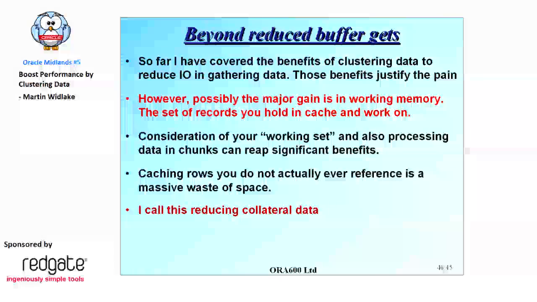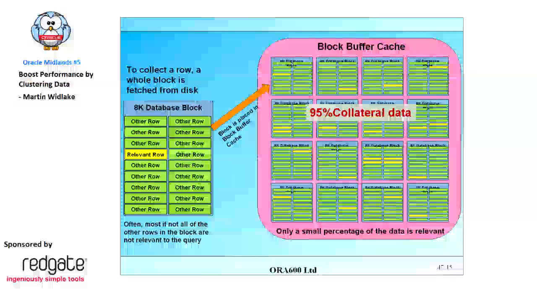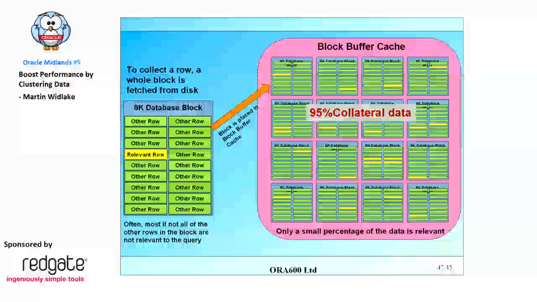Caching rows you don't actually ever reference is a massive waste of space. You do not want to cache data you're not going to look at. So, what do I mean by this? This is how a lot of our systems work. You want a relevant record, you go to your block, it gets pulled into your cache, you only want that record. All the others you don't care about. But you don't care because it was only like 4 or 5 consistent gets to get there. But that record is now in your SGA, and your SGA is stuffed to the gills.